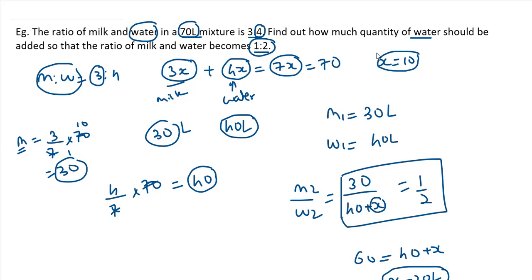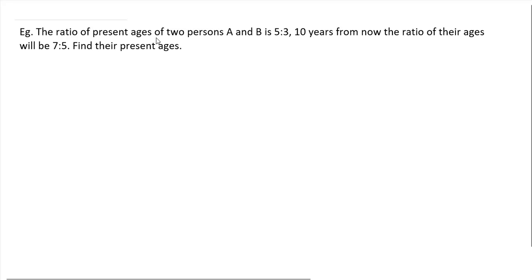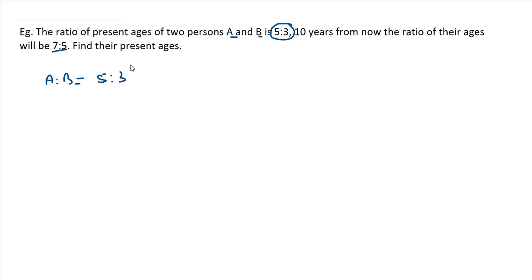Let us take the next example. The ratio of present ages of two persons A and B is 5:3. 10 years from now, the ratio of their new ages will be 7:5. Find their present ages. So the ratio of present ages of A and B is given. So A is to B is given to be as 5:3. So we'll assume the present ages as 5x and 3x. This is the present age of A and this is the present age of B.